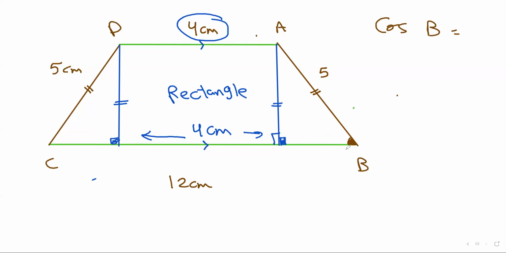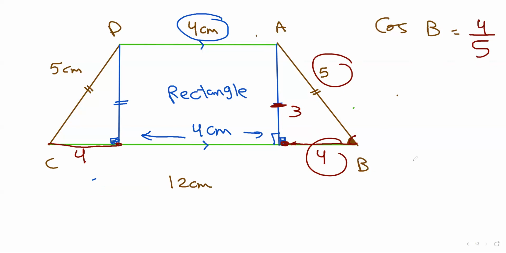And from congruency, we will find that the length of this side is equal to the length of this side. And here this side is 12. This side is 12. So 12 minus 4 is 8, divided by 2, 4, and 4. You with me? The length here is 4, and the length here is 4. By using Pythagoras, this side is what? 3. So what is the cosine B? Cosine is what? Adjacent over hypotenuse. So it will be what? 4 over 5. Did you get it?